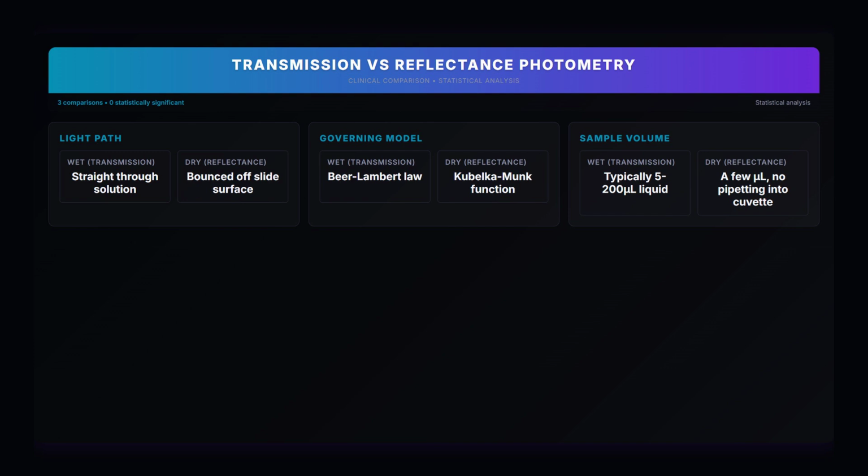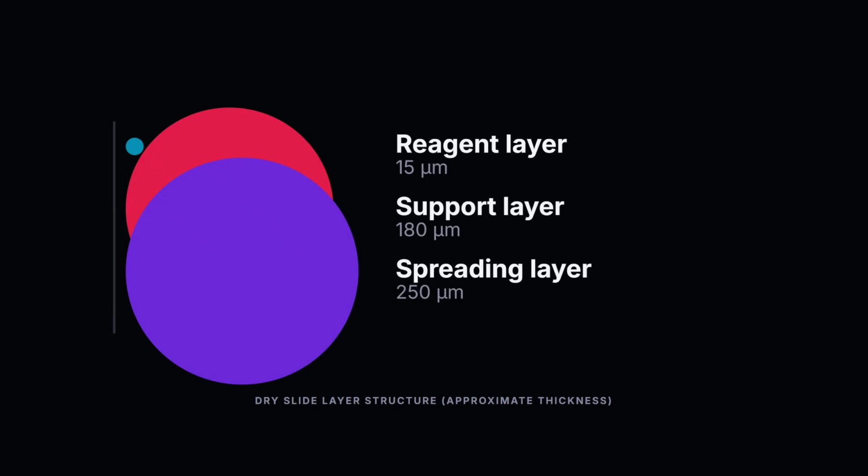A dry slide is engineered in microscopic layers. A spreading layer that evenly distributes the sample and filters out interference like red cells. A reagent layer where the actual color-producing chemistry happens, and a support layer underneath holding the whole structure together.